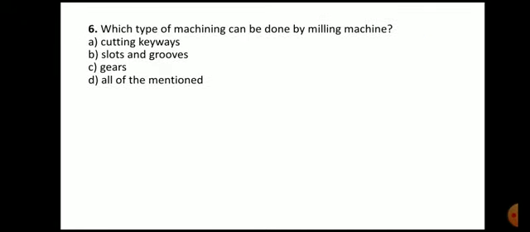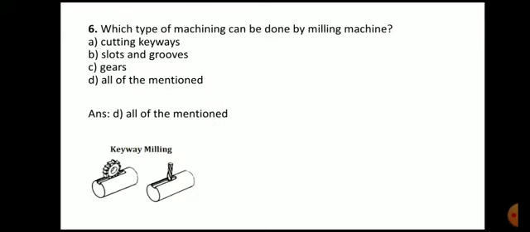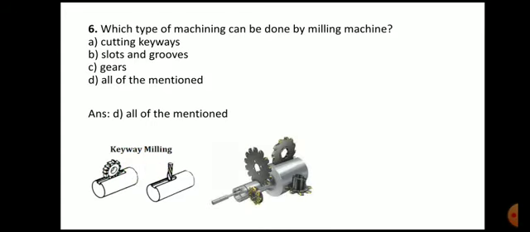Next, which type of machining can be done by milling machine? Cutting keyways, slots and grooves, gears, all of the mentioned. The answer is all of the mentioned. So here you can see this is the milling cutter. This is also an end milling cutter, and this is keyway milling operation. Here you can cut the keyways as well as grooves and slots with the help of your milling cutters.